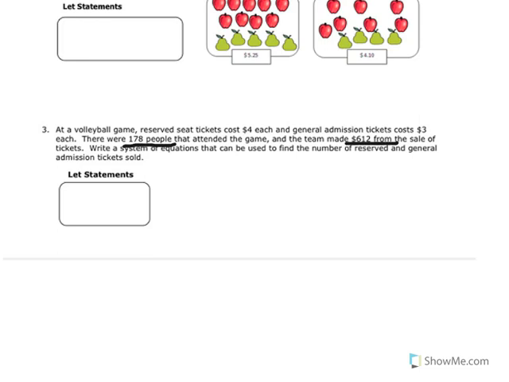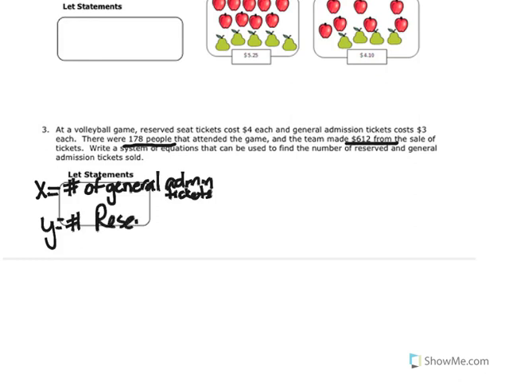So let's write our let statements. How about we let X equal general admission. Wait, let me write that a little differently. We say let X equal the number of general admission tickets and let Y equal the number of reserved seats. Okay, now you may have done that the other way.